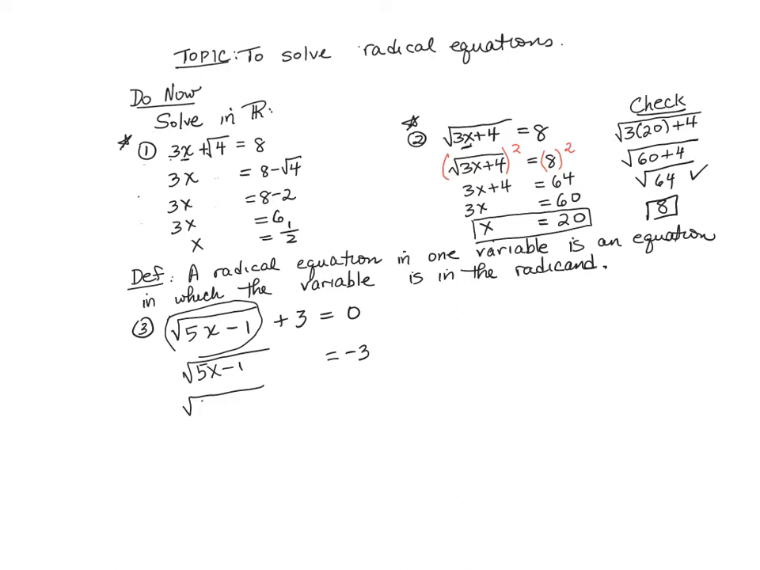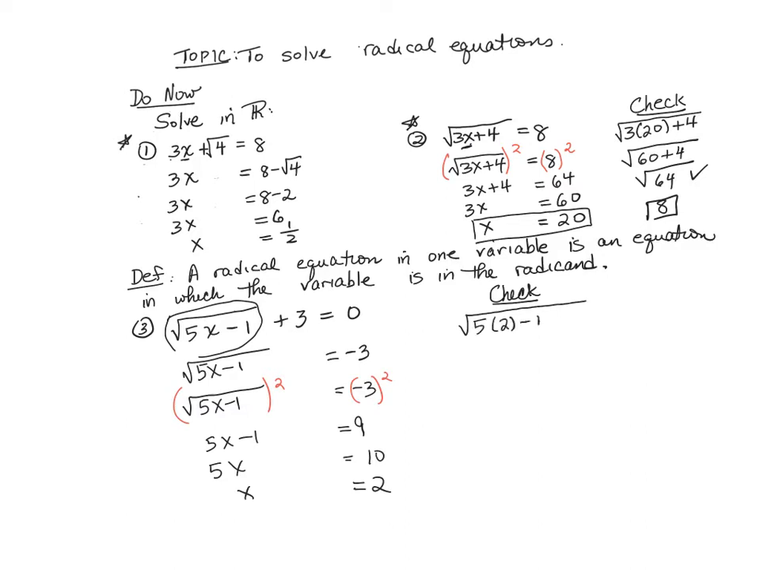We can square both sides. And we get 5x minus 1 equals 9. Add 1, we get 5x equals 10. And it looks like x equals 2 would be the answer. But let's check it. So when we substitute this back into the original, we get 5 times 2 minus 1 plus 3. We get the square root of 9 plus 3.